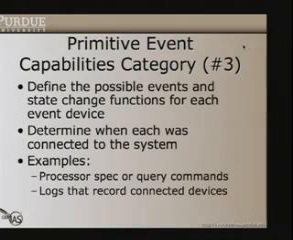The third category, the previous category basically defined the storage capabilities. Now we can define the actual event capabilities of the system. So again, we examine the event devices, find out what events they can cause, what their state change functions are, and then try to determine which ones are connected at each time.